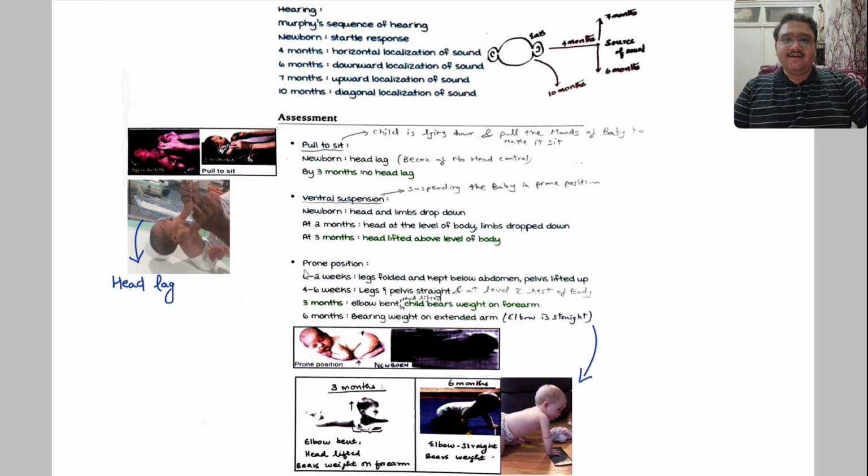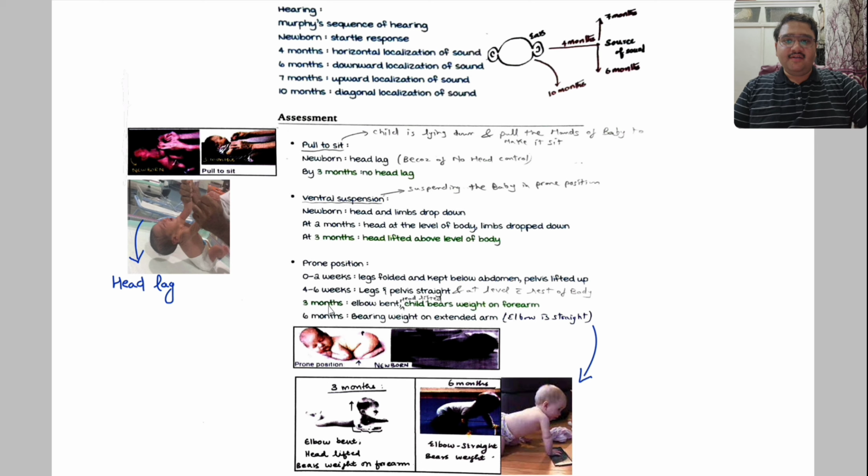If a child is placed in a prone position, at 0 to 2 weeks, legs are folded and kept below abdomen. You can see legs are folded and kept below abdomen and the pelvis is lifted up at 0 to 2 weeks. Then at 4 to 6 weeks, legs and pelvis are straight and at level with rest of body.